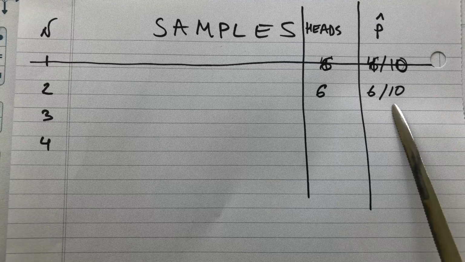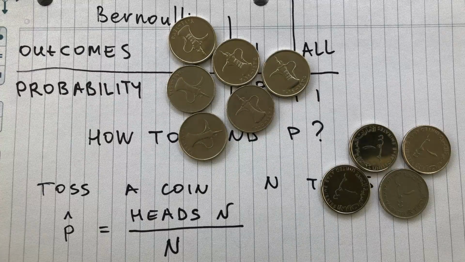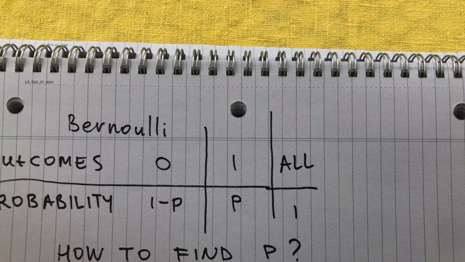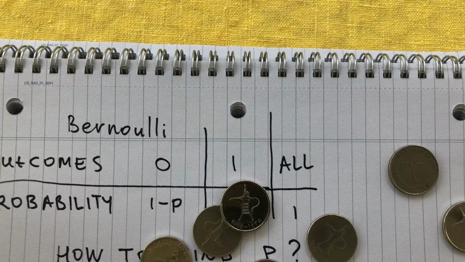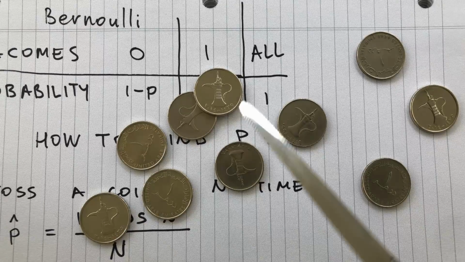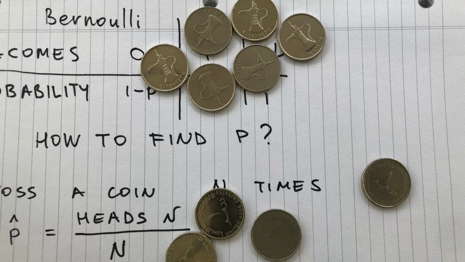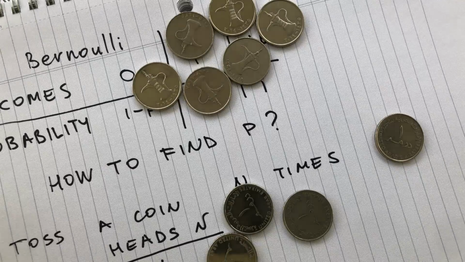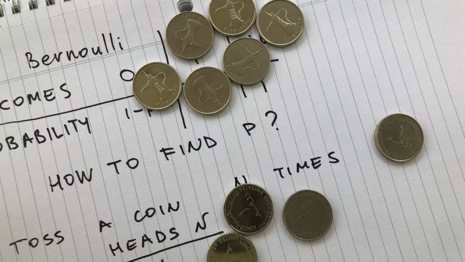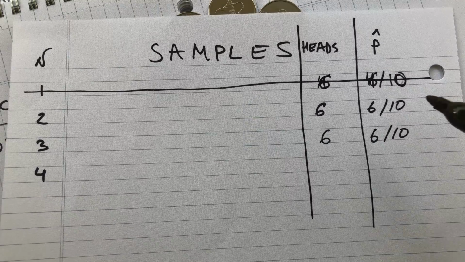Let's try it once more, or maybe a couple of times more. We'll take the same 10 coins and toss them. All right, let's see what's going on here. 1, 2, 3, 4, 5. Ooh, 6 again. Interesting. So 6 heads and 4 tails. Our table looks like this: we have 2 observations, 6 and 6. Let's try a couple of times more.